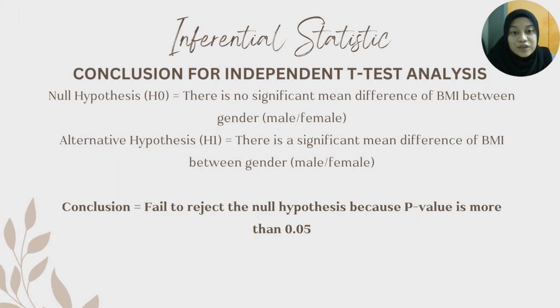So the conclusion for the independent t-test analysis: we go back to our hypothesis. The null hypothesis is there is no significant mean difference of BMI between gender. And our alternative hypothesis is there is a significant mean difference of BMI between gender. So the conclusion is we fail to reject the null hypothesis because the p-value is more than 0.05.